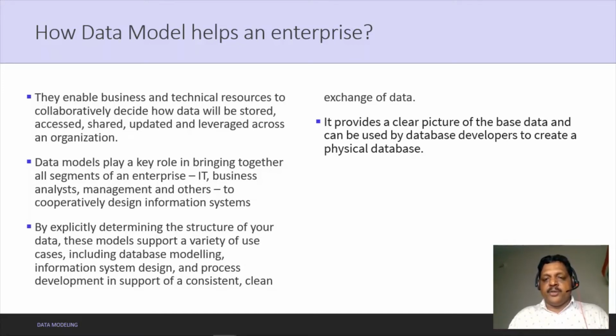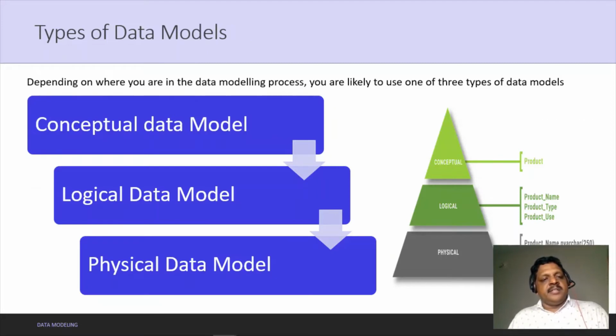So, let us look into different types of data model. As you see, there are 3 types of data model: conceptual data model, logical data model, physical data model. So depending on where you are in the data modeling process, you are likely to use one of them for sure.